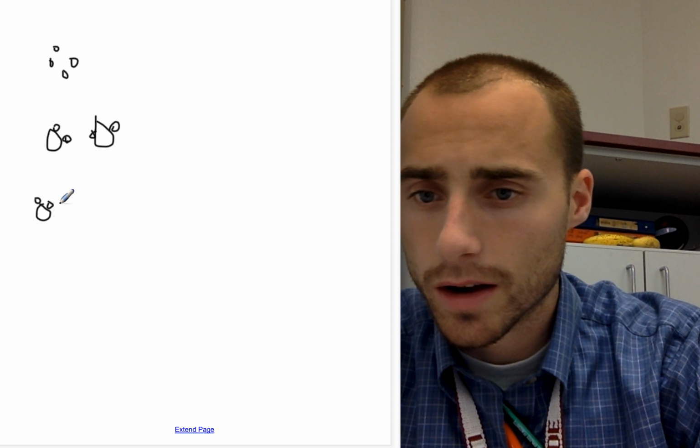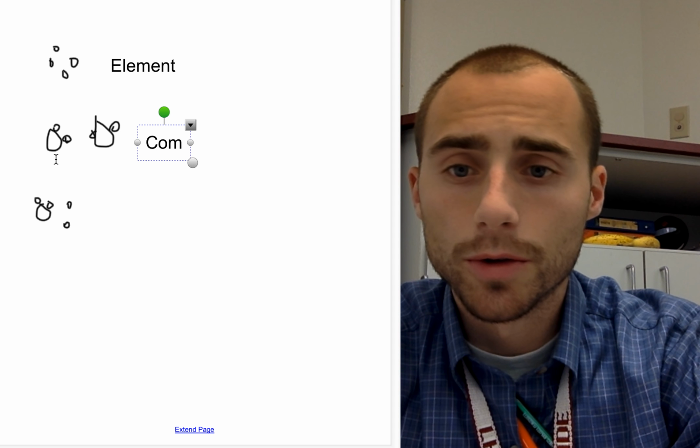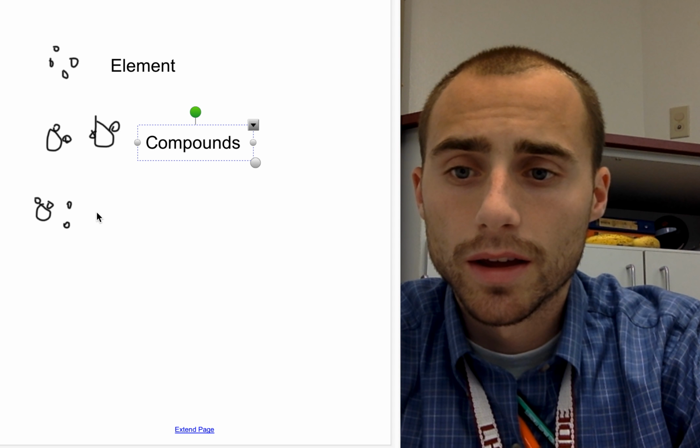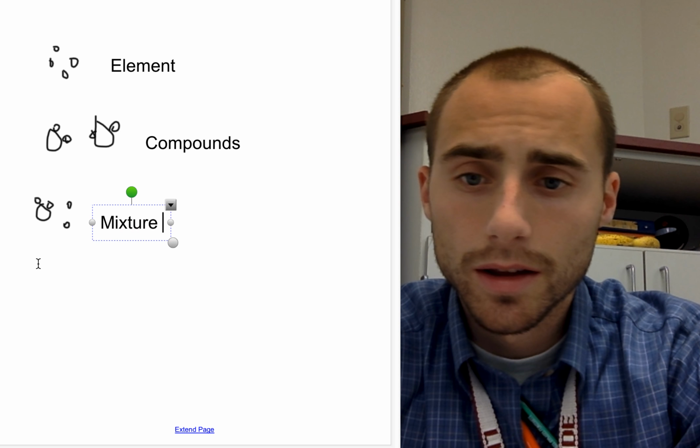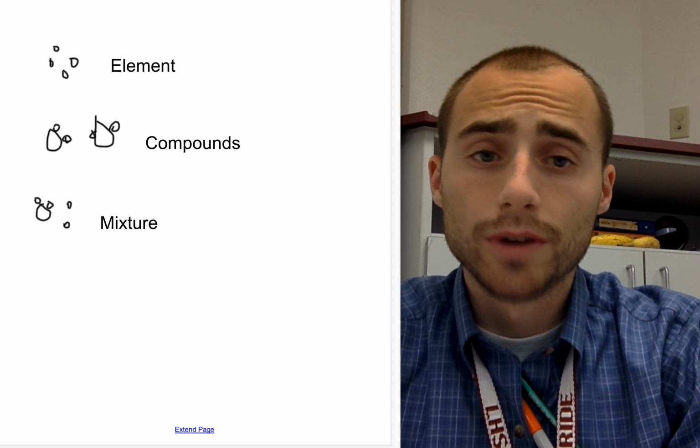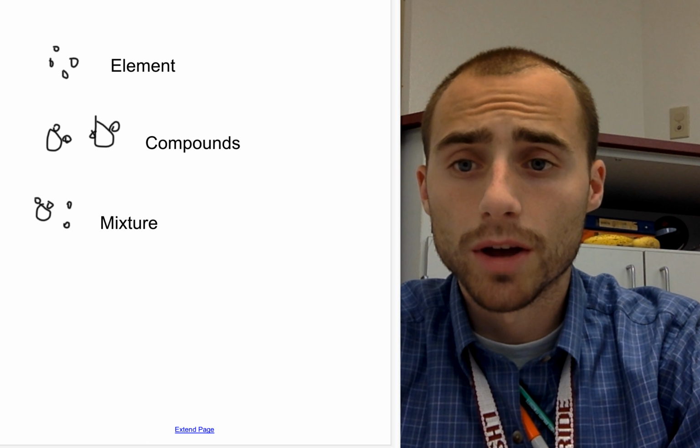These are the type of pictures you'll see on the test. These are bad examples, they're poorly drawn, but you get the gist. If you have everything that's all the same and it's by itself, just one little circle like that, that is an element. Down here, you see how this big circle is connected with these small circles? That makes those compounds. And then down here, if you have all of this mixed together, that is a mixture. So elements, compounds, and mixtures will come in pictures like this.